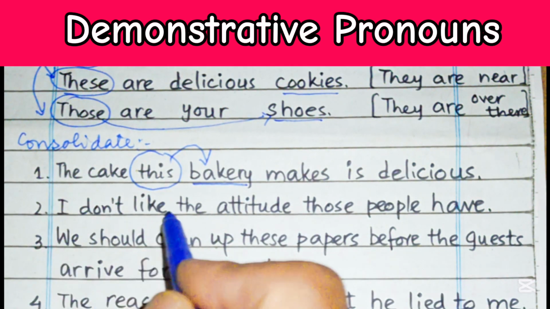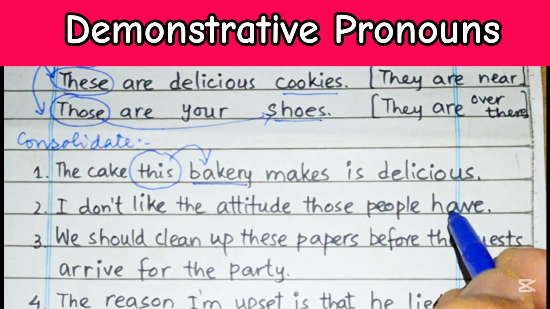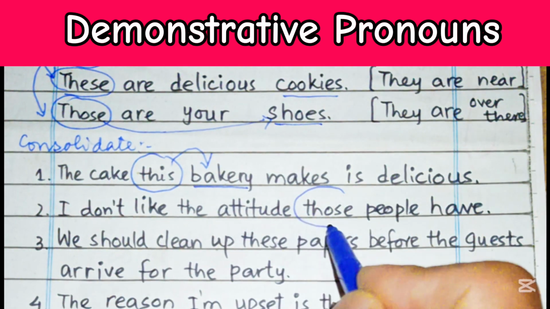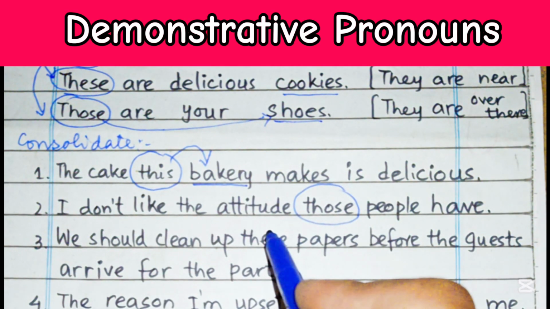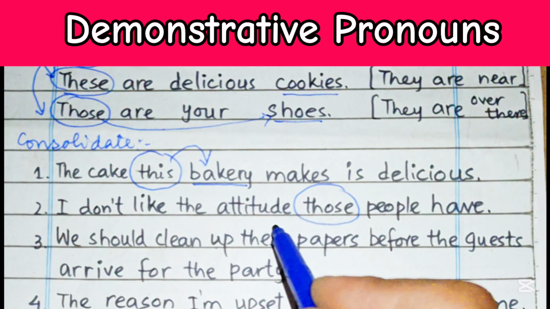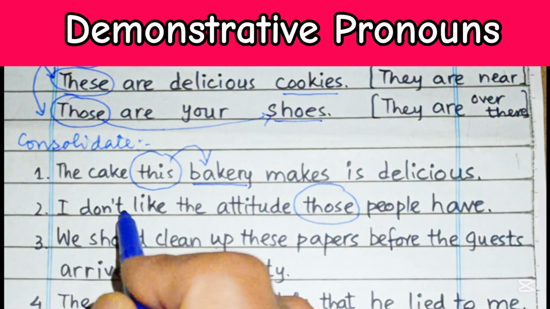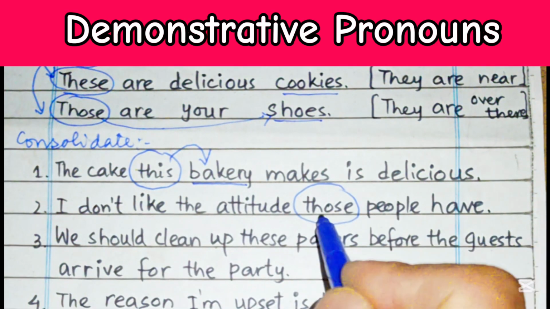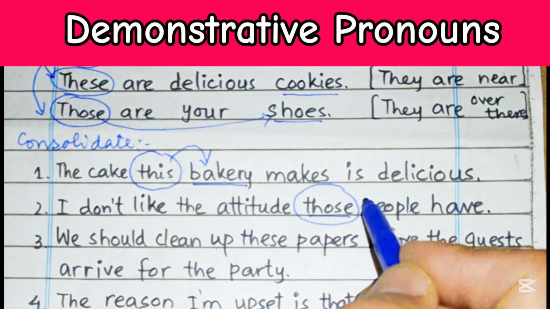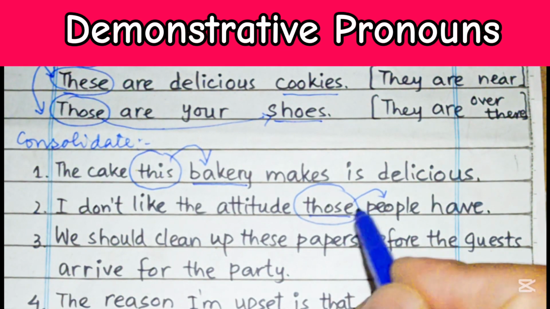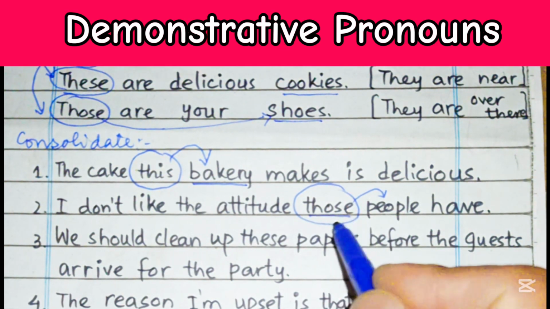Then, I don't like the attitudes those people have. So some people who are not nearer, who are far, or who may be absent from the scene. I don't like the attitude those people have. This is pointing towards more people, more persons, plural forms, and they are far from you.